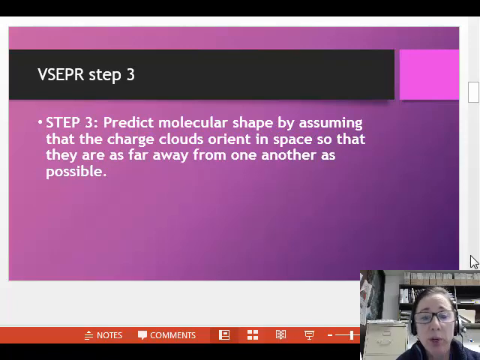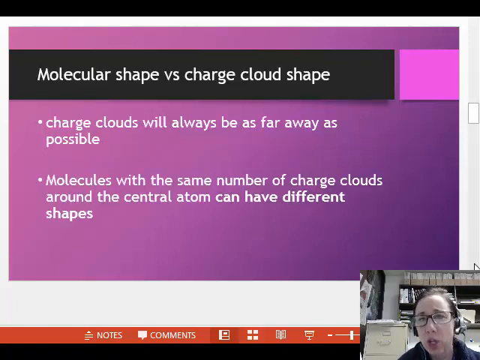Once you know the total number of charge clouds, as well as how many of those charge clouds are lone pairs and how many are bonding electrons, you can determine the molecular geometry of the molecule or polyatomic ion. We will look at this in more detail. You need to remember that the charge clouds will orient themselves to minimize repulsion, or to be as far apart from one another as possible.